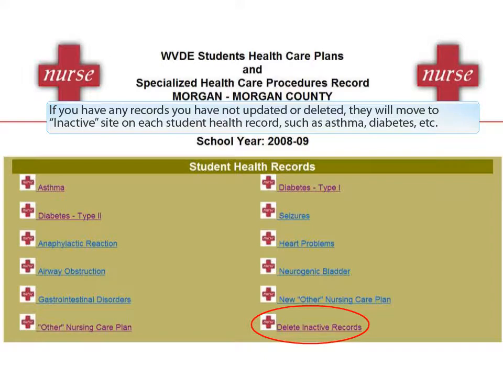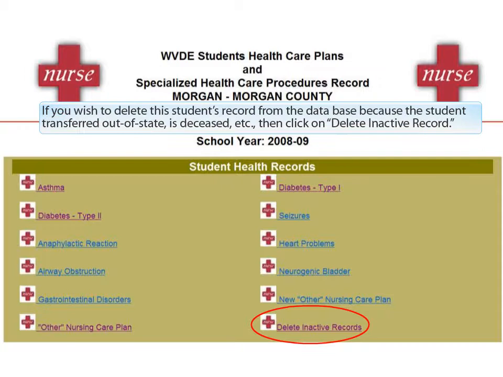If you have any records you have not updated or deleted, they will move to an inactive site on each student health record, such as asthma, diabetes, etc. If you wish to delete this student's record from the database because the student transferred out of state, is deceased, etc., then click on Delete Inactive Record.